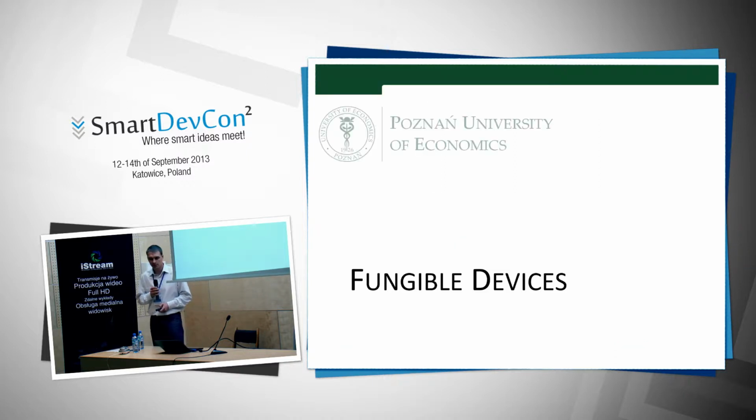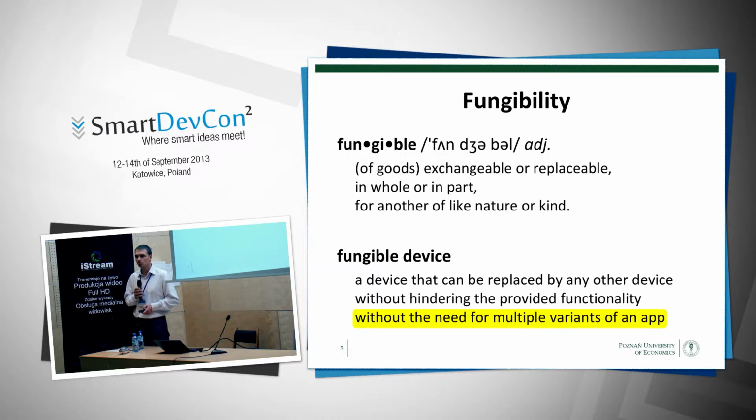This can be solved by the concept of fungible devices. The word fungible is used to describe goods that are exchangeable, that can be used instead of another one. For example, a bread from one bakery can be easily replaced by a bread from another bakery. So in this sense, fungible devices are devices that can be easily replaced by any other device, allowing for the same functionality.